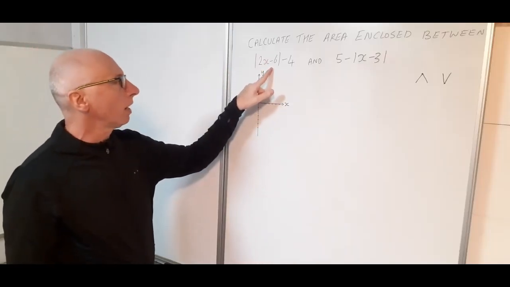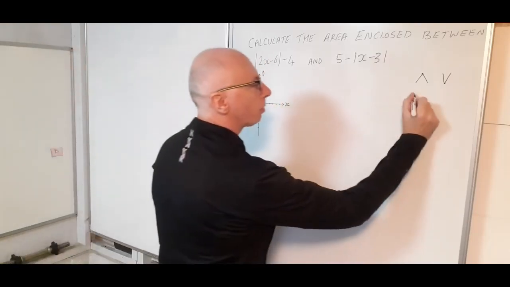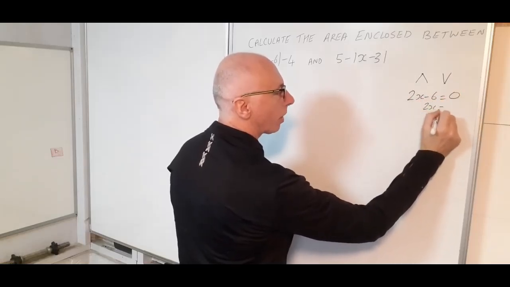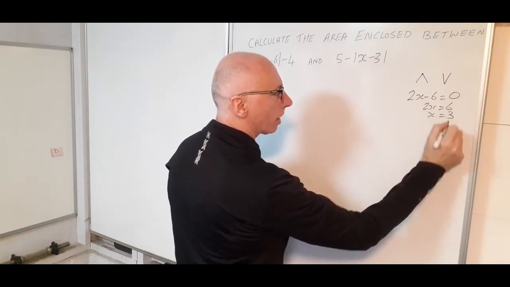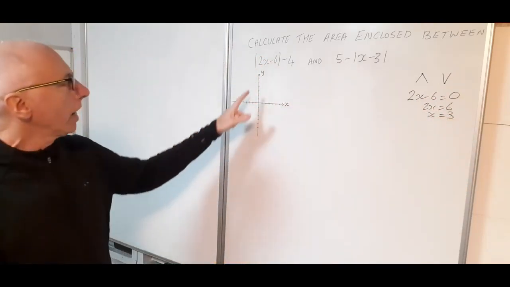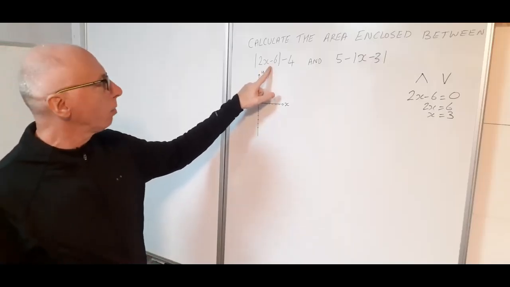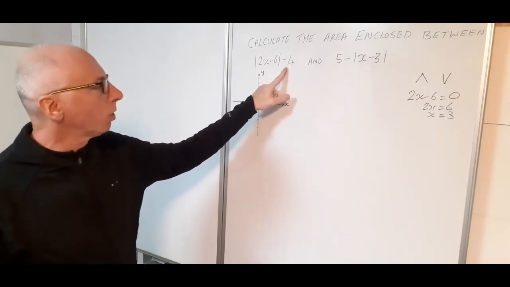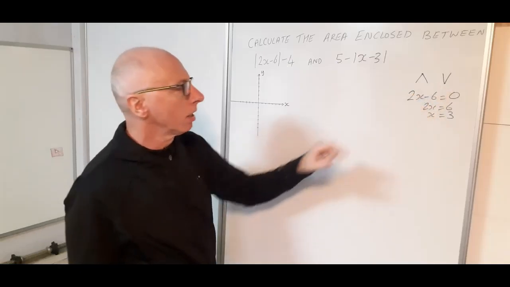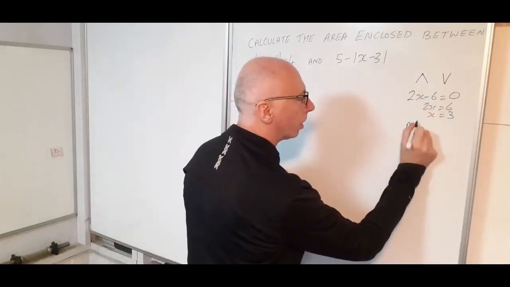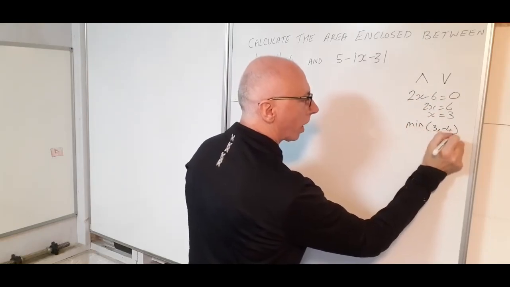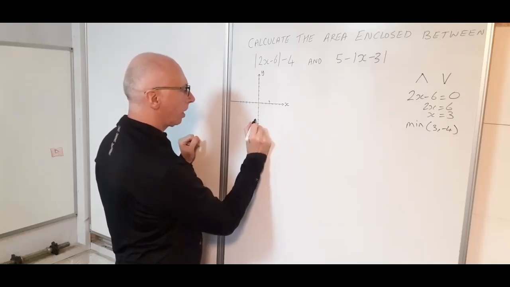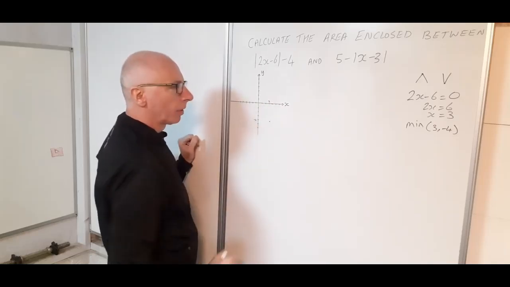So what we're going to do here is set this to 0. So we want 2x minus 6 equals 0, so that gives us 2x equals 6, x equals 3. And if we plug in 3 in here, this will obviously be 0, and then we'll be left with minus 4. So the coordinates of our minimum point will be (3, -4). So let's plot that on the graph. There's 3 and minus 4 is here, so that's our minimum point.